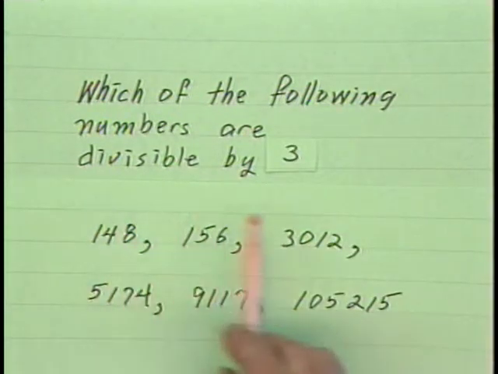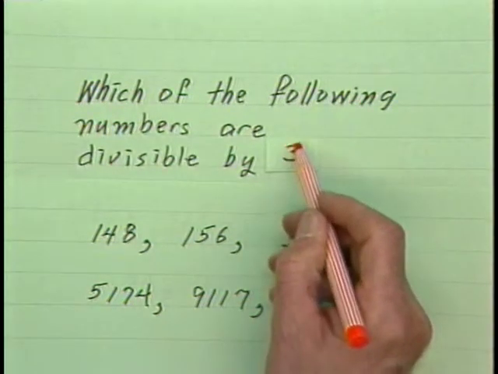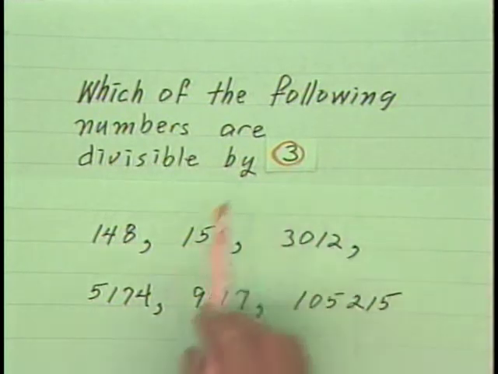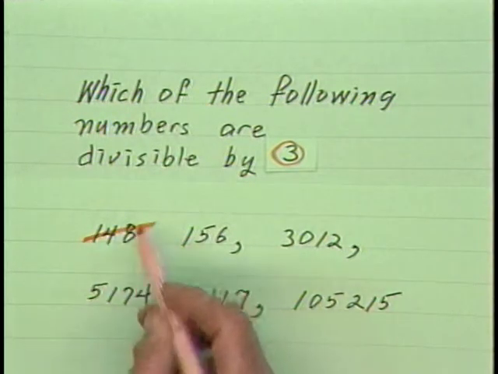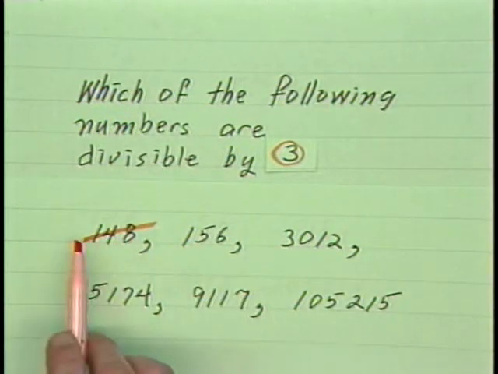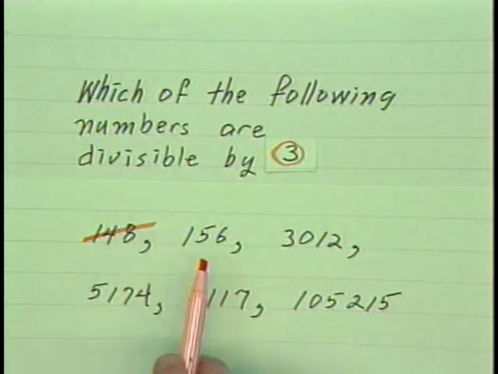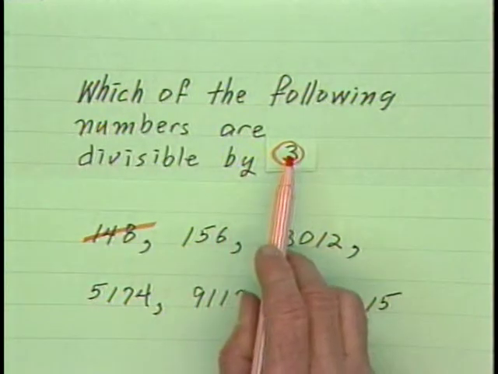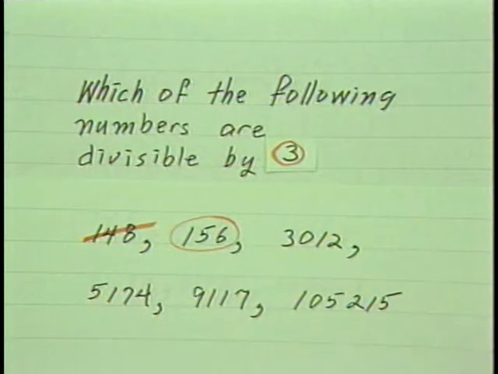How about the same 6 numbers? Are they divisible now by 3? To check the divisibility of 3 now, we must add the digits. So 1 and 4 is 5 and 8 is 13. That is not divisible by 3. Neither is the number made up of them, 148. Checking here, 1 and 5 is 6 and 6 is 12. Yes, 3 will go into 12, so yes, 3 will divide that.